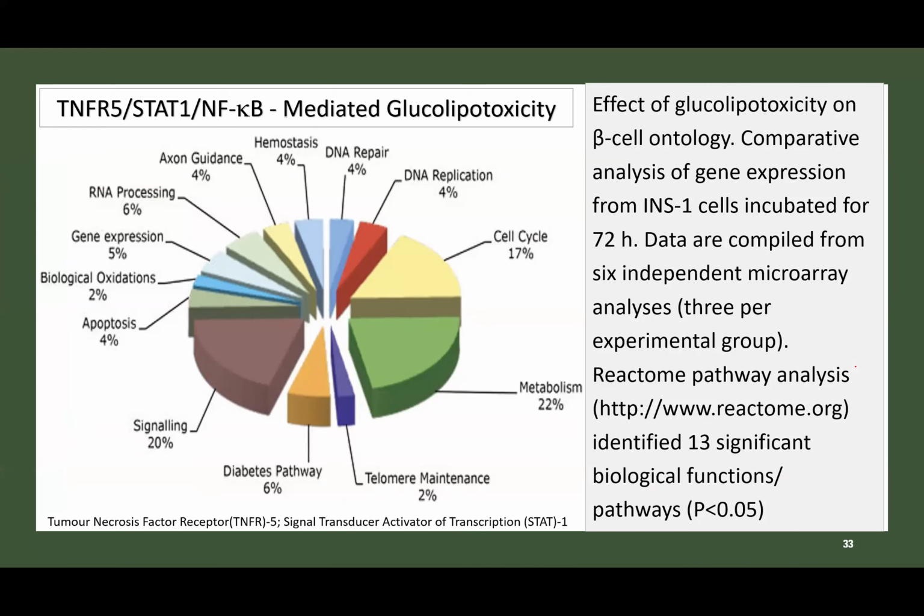TNFR1, STAT1, NFKB pathway mediated glucolipotoxicity. TNFR1, tumor necrosis factor receptor 1, signal transducer and activator of transcription STAT1, and NFKB, nuclear factor kappa B, are the three mediators. These are the three mechanisms through which glucolipotoxicity is mediated. What does it do? DNA replication, cell cycle, metabolism, telomere maintenance.